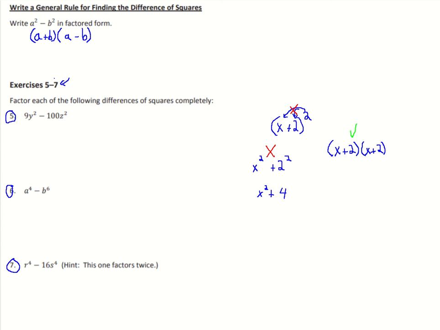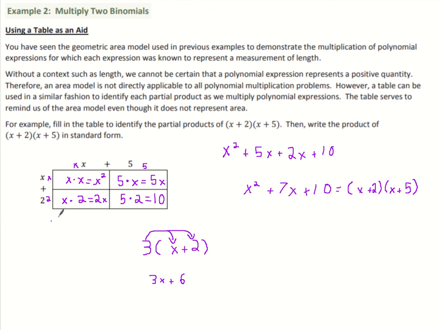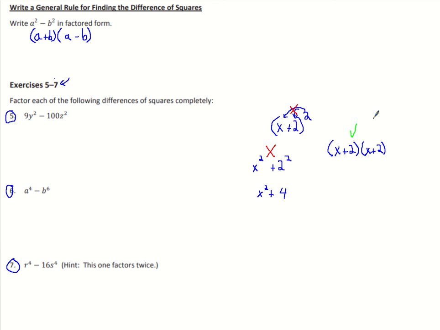And once we're at this step, it's going to be the same steps as what we had done before, where we are going to use a double distributive property, or if you need to use a table for aid still, that's also fine. Personally, I like using the double distributive property. So we're going to take this x is going to be multiplied by the x and by the 2, and then this 2 is going to be multiplied by the x and also by the 2.